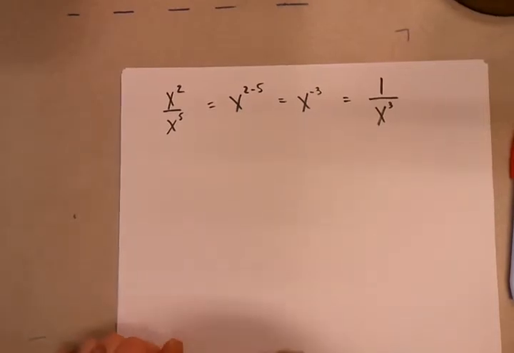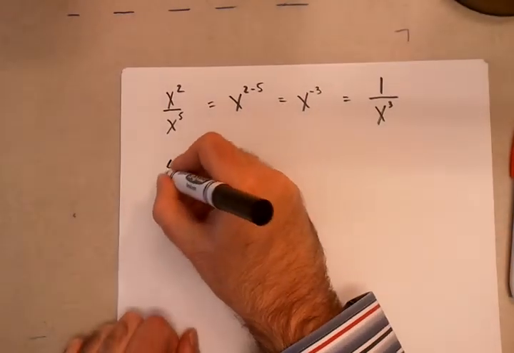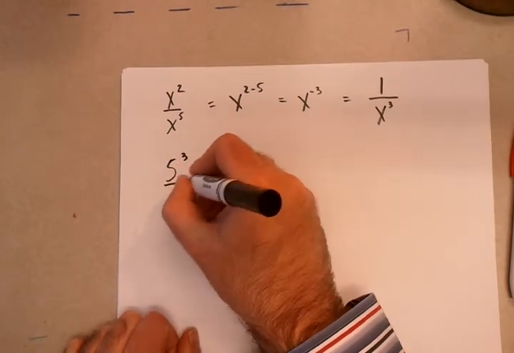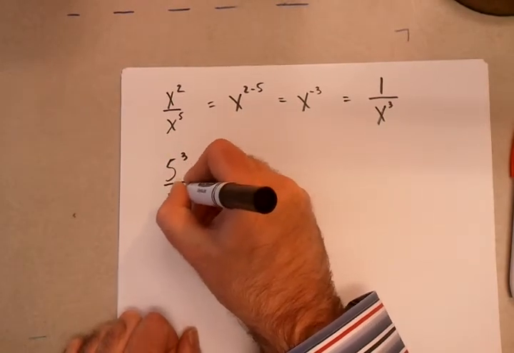Fairly simple. Let's do another one. Let's say you have a 5 to the third power over 5 to the fourth power.